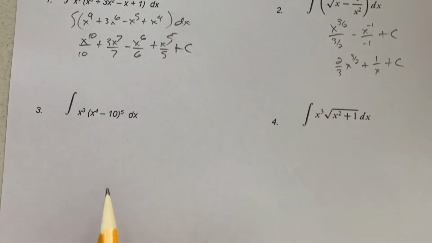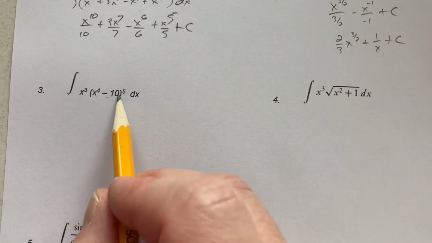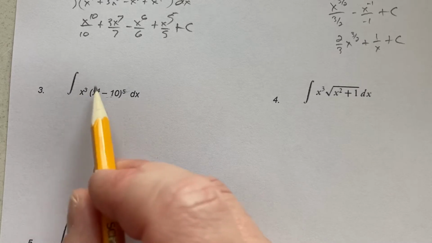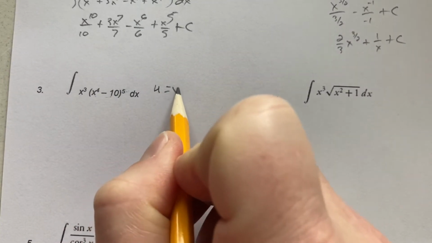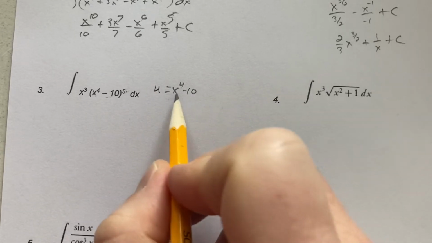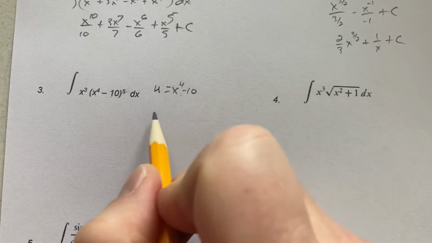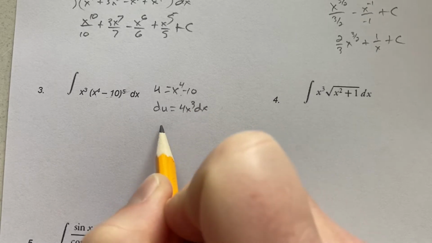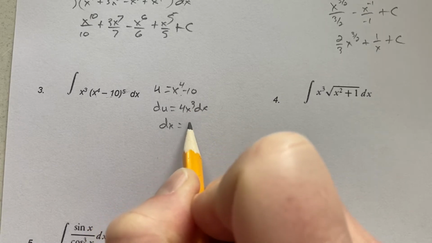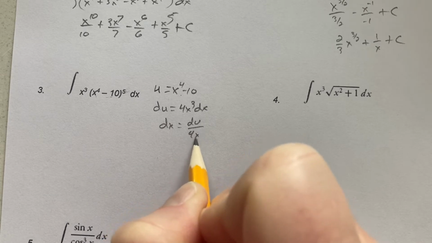But when I get to number 3, now it's a different story because I have x to the 4th minus 10 inside of the 5th power. I'm not going to be able to distribute that now. So this is where I'm going to bring in the u-sub idea. The inside function, x to the 4th minus 10, that'll be my u. du will be 4x cubed dx. So dx will be du over 4x cubed.